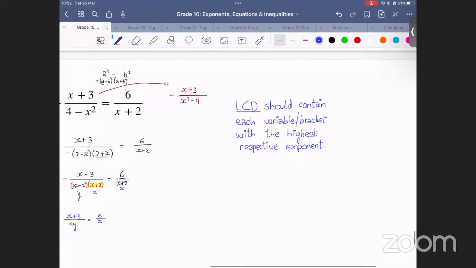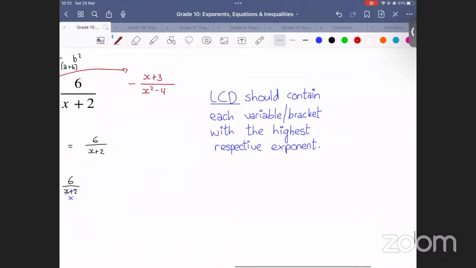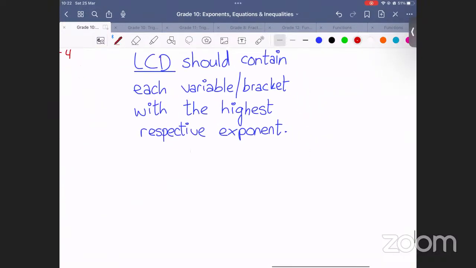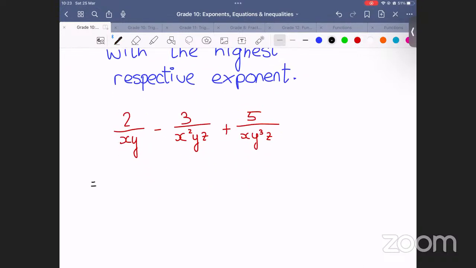Now that fancy English sounds fancy, but basically what it is saying is if I have 2 over xy minus 3 over x squared yz plus 5 over xy cubed z. Okay, this is important to understand, so listen carefully.